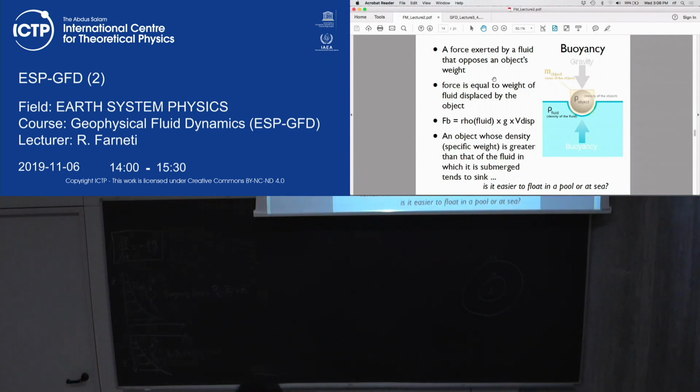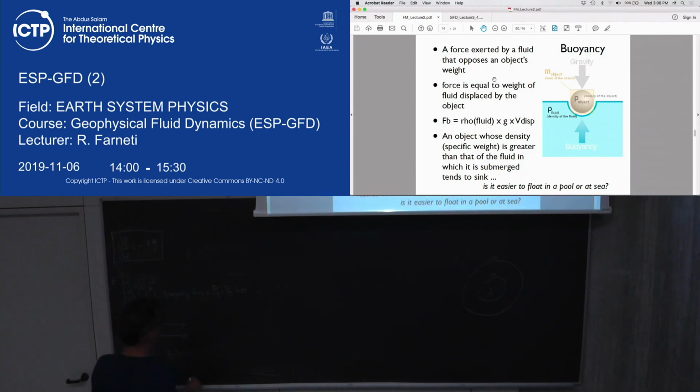So what is buoyancy for the fluid? It's a force exerted by a fluid that opposes an object's weight. Because this balloon, we didn't consider yet that it has a weight. So the buoyancy force is directed upwards, and the weight is directed downwards. So this buoyancy force is trying to oppose the weight of the object. So what is this buoyancy force? This buoyancy force is equal to the weight of the fluid displaced by the object.